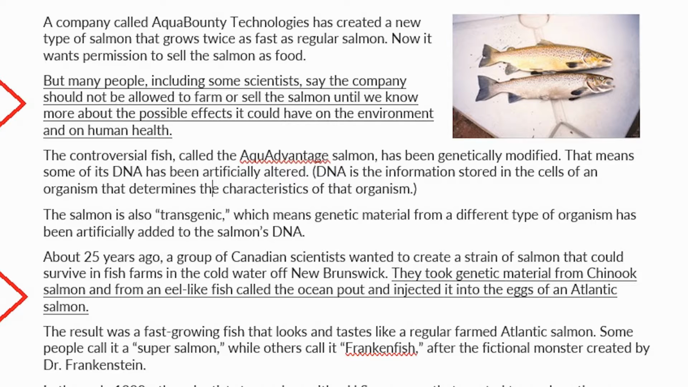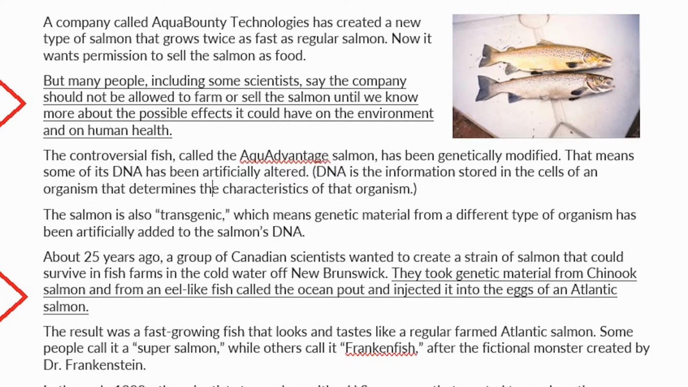Go ahead. Okay, about 25 years ago, a group of Canadian scientists, Coach Beleska, were you involved as a Canadian scientist there? Wanted to create a strain of salmon that could survive in fish farms in the cold water off New Brunswick. They took genetic material from the Chinook salmon and from an eel-like fish called the ocean pout and injected it into the eggs of an Atlantic salmon.